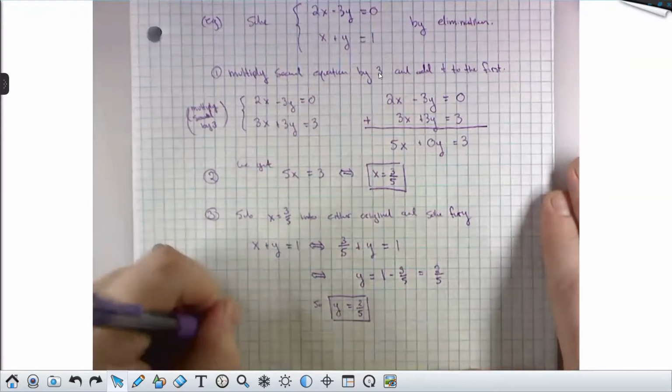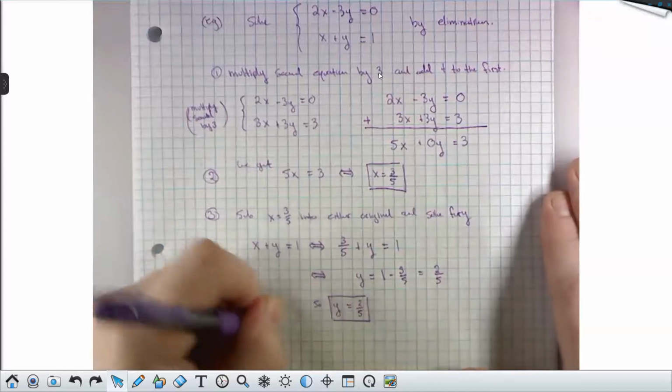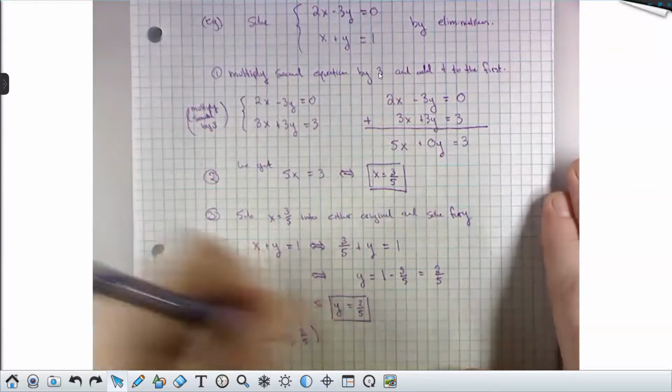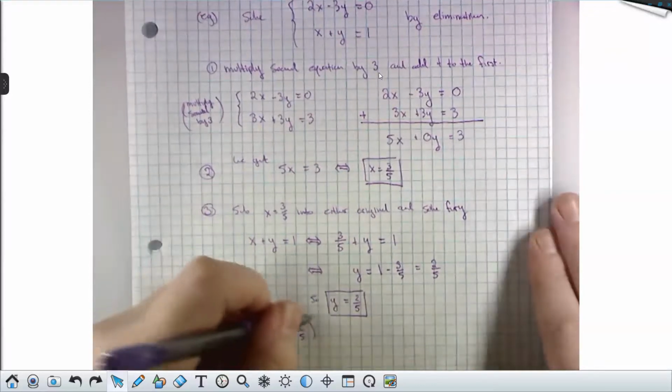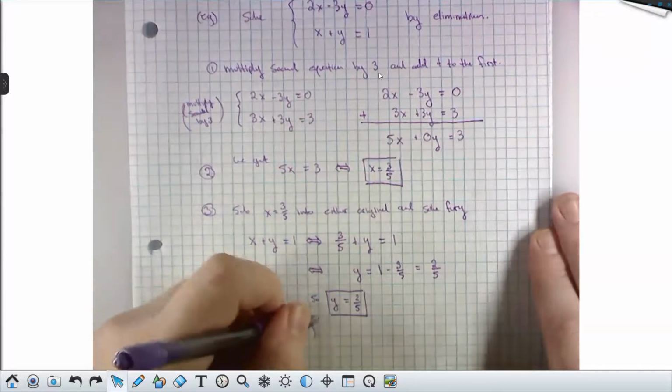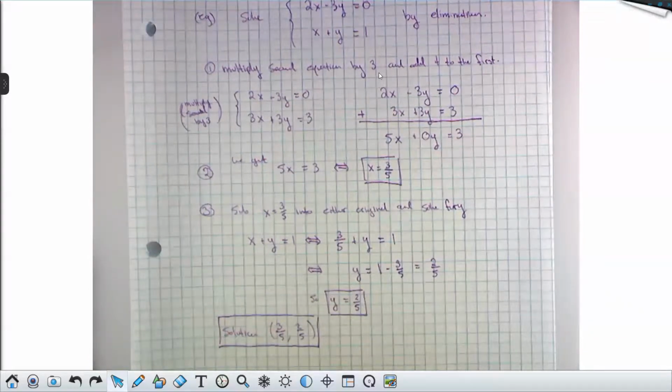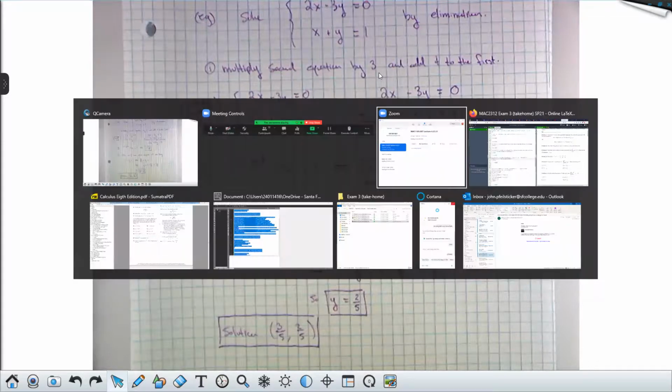In other words, the solution is the ordered pair (3/5, 2/5). And that would be my final answer. Questions on these steps? Okay, I can show you in Desmos what this looks like.